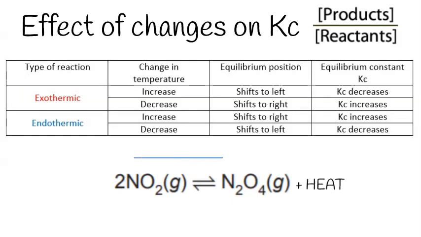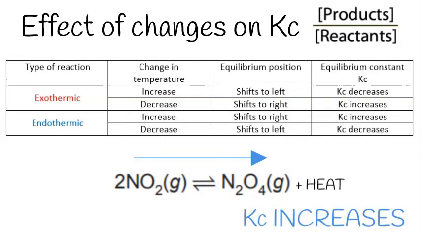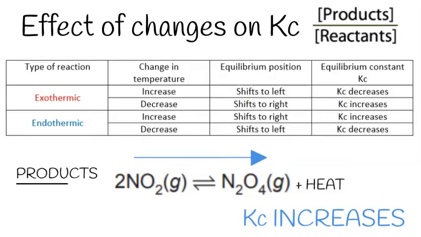Now consider what would happen if we decrease the temperature. That's why I've put the arrow in blue. If we decrease the temperature, the system would respond to increase the temperature. And to do this, it would move to the right where heat is released. And moving to the right, it would make more products, and therefore the Kc would increase. Mathematically, you can see the increase in Kc as I've drawn a large products over a smaller reactants as everything is moving to the right.